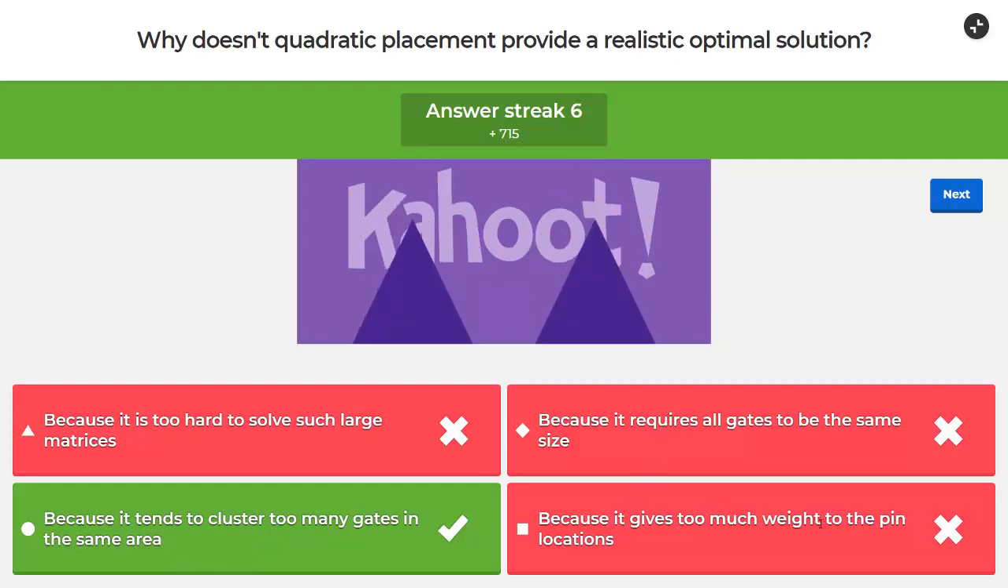Because it gives too much weight to the pin locations? No, the weight of the pin locations is set by the algorithm, and if it was giving too much weight to the pin locations, we would reduce their weight, but that's not the problem. The problem is because it tends to cluster too many gates in the same area.